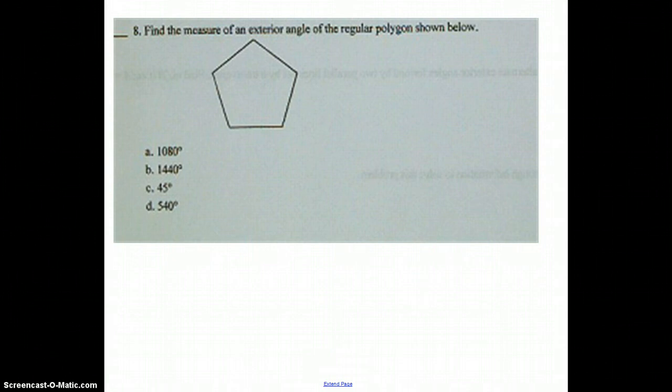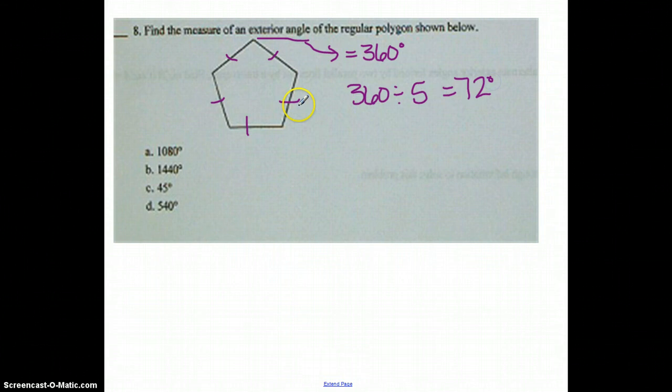Okay, now this one. Find the measure of an exterior angle of a regular polygon shown here. Now first of all, exterior angles must total 360, no matter what the shape is. On this one, there happens to be 5 sides. So if I take 360 and I divide it by 5, I'm going to get 72 degrees. So that means that all of these angles, when we drew those straight lines, are going to have to be the same, and they're all going to total 72 degrees.